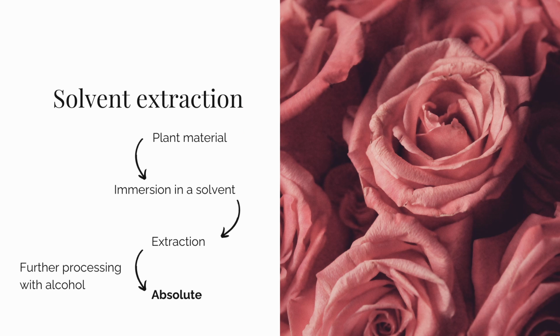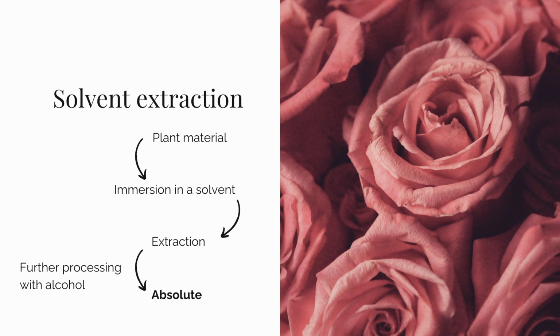Now, some flowers and plants are too delicate for either high heat or pressure. So another method of extracting essential oils is through solvent extraction. The plant material is immersed in a solvent, which is later removed to extract the aromatic compounds. One of the products of solvent extraction is essential oils.